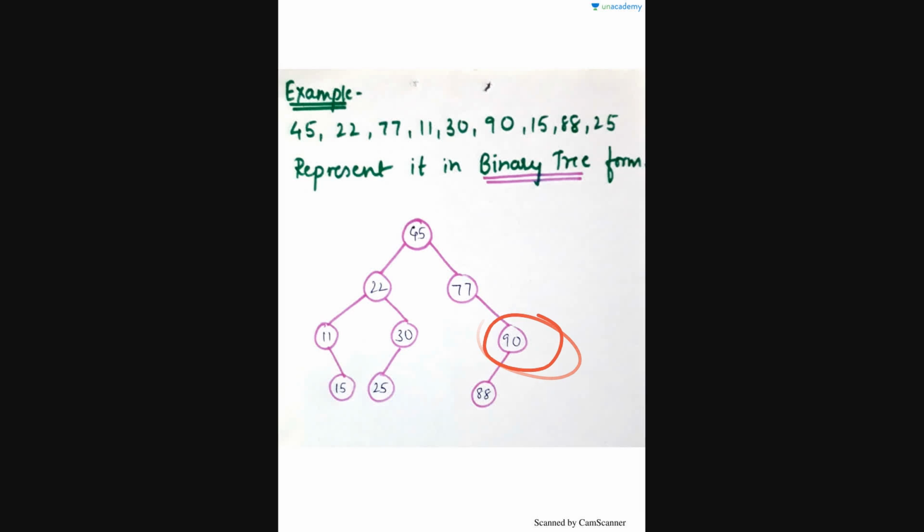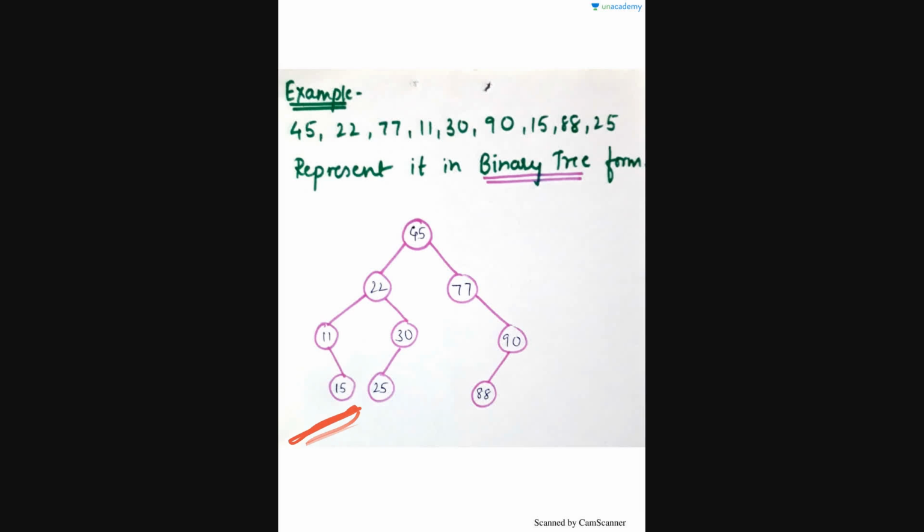Now after 90 we'll move to the next element, 15. 15 is smaller than 45, so it has to be placed on the left hand side. Then we'll check for 22. 15 is smaller than 22, so it has to be placed on the left hand side of this. Then here 11 will be the root node. 15 is greater than 11, so it has to be placed on the right hand side of 11. So it has been placed over here.